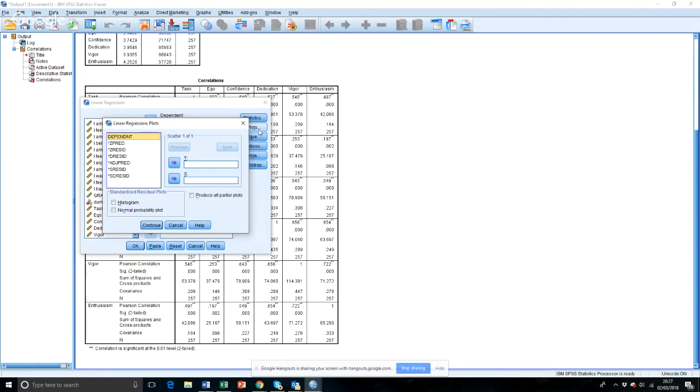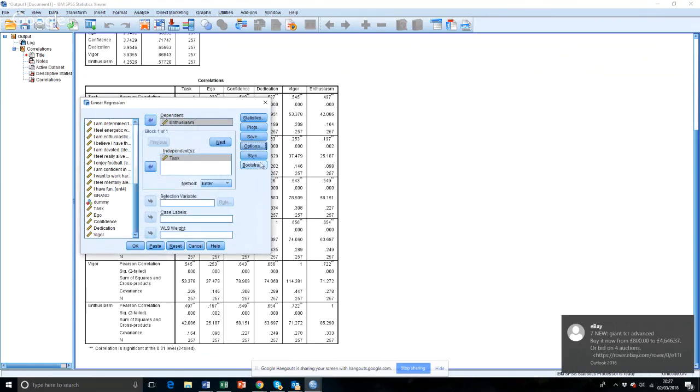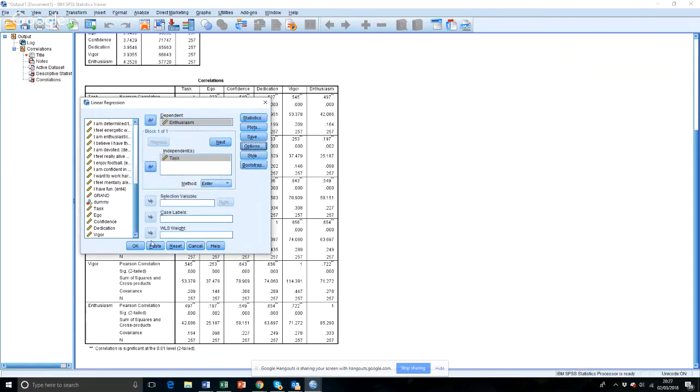Okay, let's also get a plot. So let's put on the y-axis our dependent variable, and on the x-axis our predicted scores, just a predicted standardized result. Okay, let's not worry about that too much for now. So let's leave the plots blank, and we'll put them in if we need to. Okay, we'll leave everything else as it is, and I'm going to click on OK.